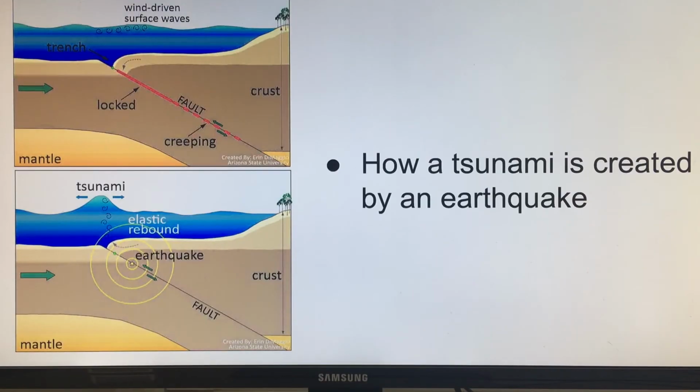So how is a tsunami created by an earthquake? Most tsunamis are created by undersea earthquakes, or earthquakes that happen underwater. These earthquakes don't have to be underwater, but they are oftentimes found there because of the natural way they form underneath the land floor, actually near the ocean floor and the fault line near the ocean floor.